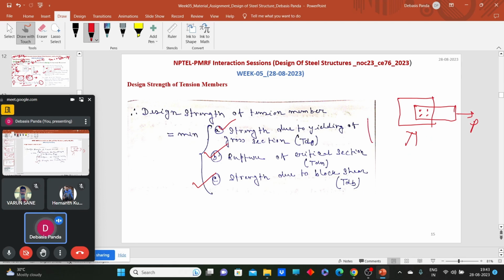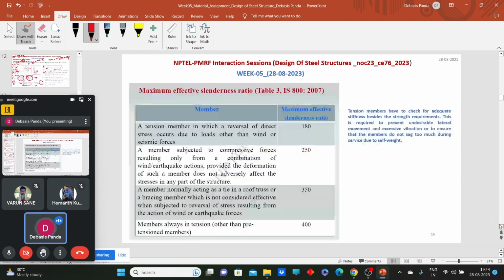You need to calculate these three strengths, then take the minimum value out of them, and that will be the design strength. Because if it fails by yielding, then yielding will be the failure for this case. For example, say we find that the yielding strength is 40 kilonewton, the rupture strength is 45 kilonewton, and the block shear strength is 50 kilonewton. So what will be the design strength? Obviously 40, because when we go beyond 40, this member will fail by yielding. Okay, now let's quickly solve an example so that this gets clear.